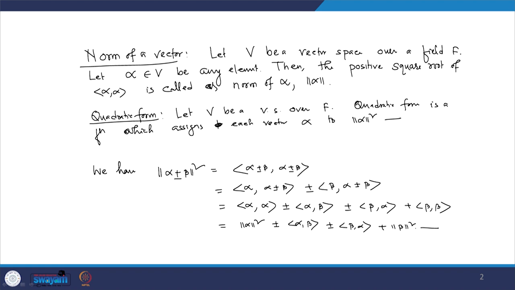But the inner product of alpha beta and the inner product of beta alpha are basically, if I consider z as a complex number, then z and z plus z bar. So this will be equal to the norm of alpha square plus minus 2 times the real part of the inner product of alpha beta, because z plus z bar equals 2 times the real part of z only. x plus i y plus x minus i y, the imaginary parts cancel out, basically 2x, so that is why. Okay, plus the norm of beta square.